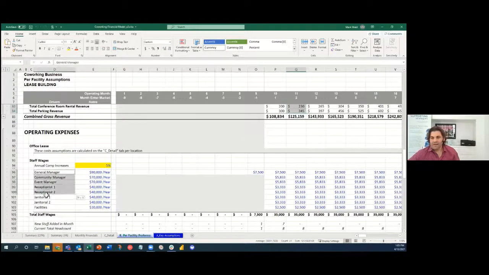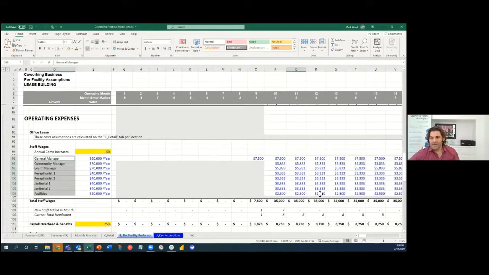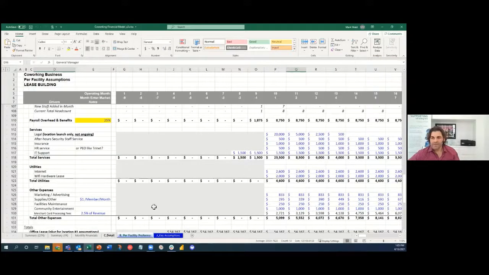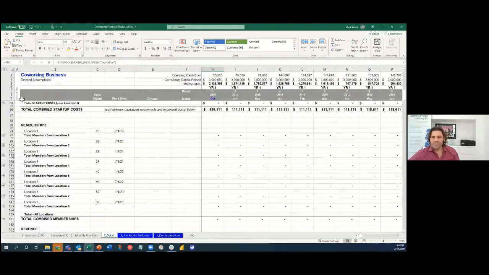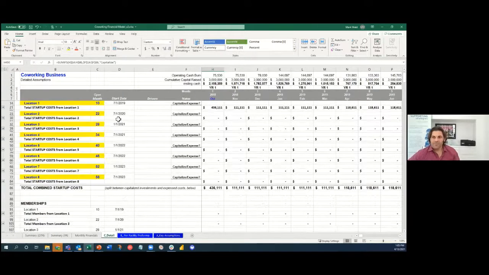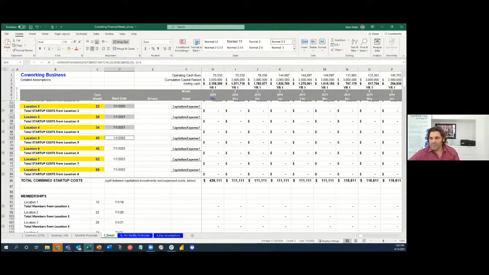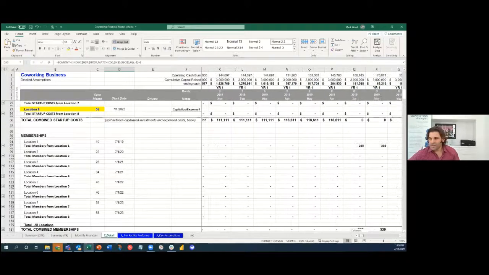We'd have to hire all these people to work that particular facility, and we'd have some other overhead expenses as well to run that facility. All right, so that's what we know happens in one location. Then the way this model works is it says, well, let's assume that the first location starts at this date and the second location on this date and so on down the line. And we can have this kind of cascading waterfall of memberships that's all relative.